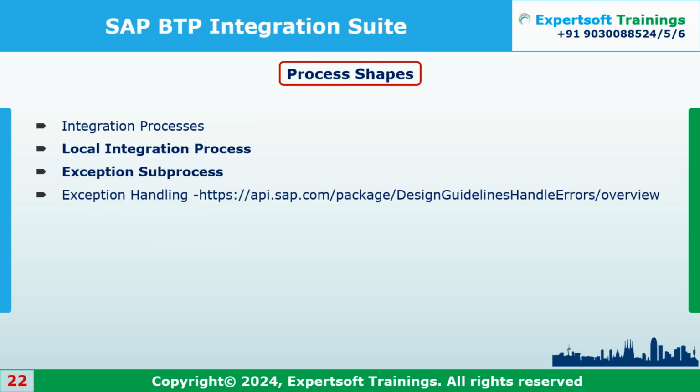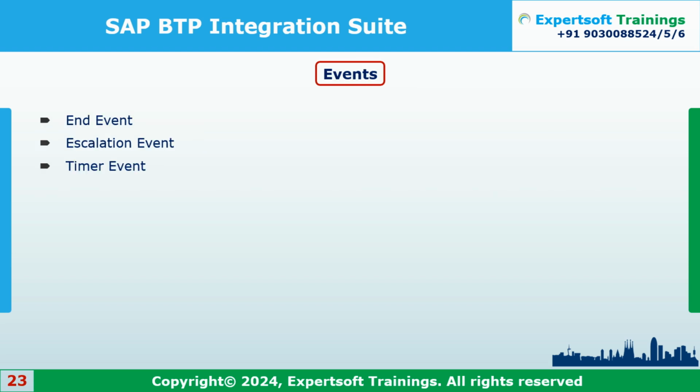And process shapes. This is exception sub process. Whenever you are getting an issue in your integration, you can raise an exception here, and if you want to handle this exception somewhere in an API, you can redirect your integration there. Otherwise you can handle your exception here, and if you want to send this as an email, you can use this exception handling block, generate your exception as customized, and send it out. Okay, and end event, escalation event, timer event.